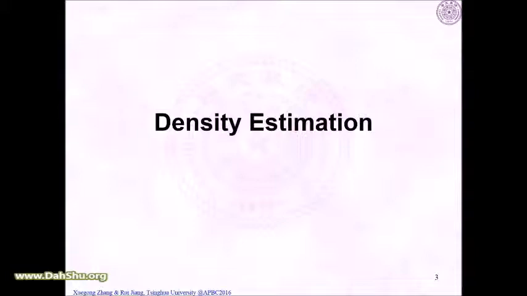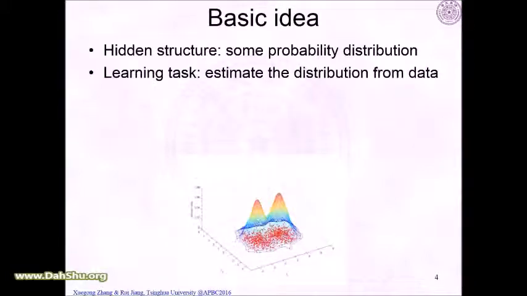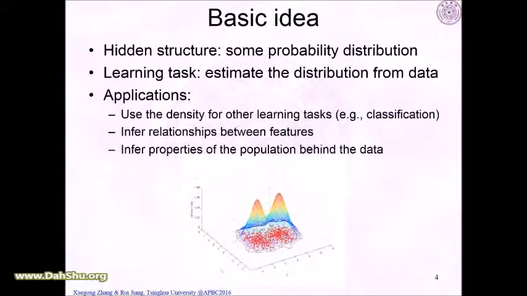So first, let's look at density estimation. It's quite standard, so I will go through it very quickly. The basic idea is that we want to find the probability distribution of the data. There are many applications. Once we have the density, we can do Bayesian classification based on the posterior density, and also we can infer relationships between features and infer properties behind the data of the sample population.